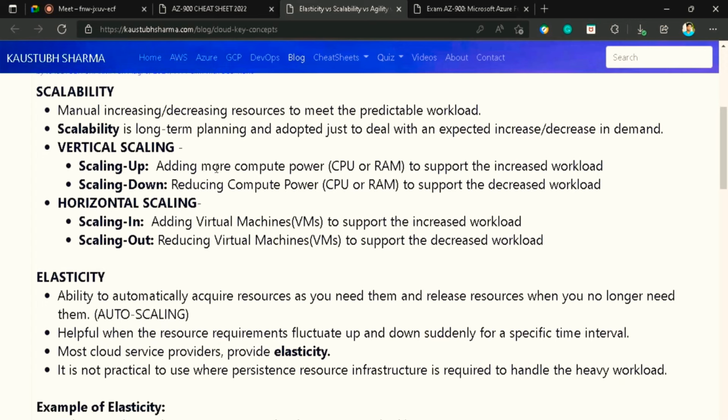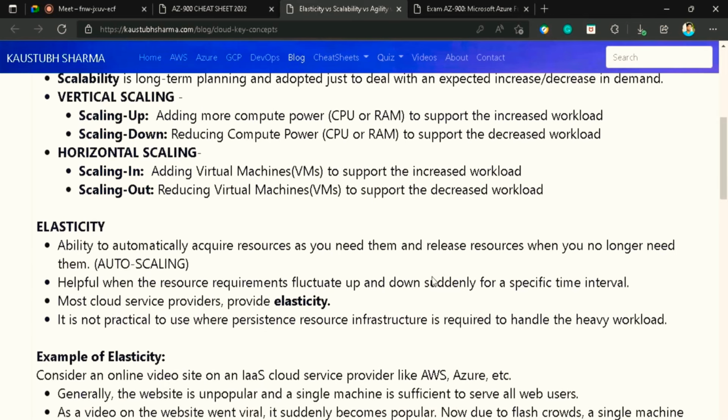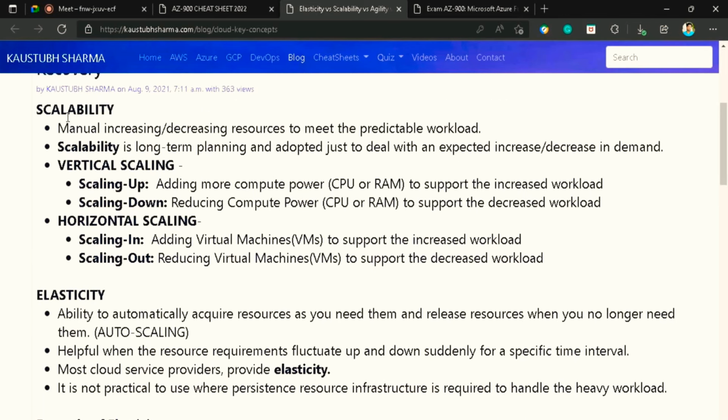It's just an example, but I hope you got to understand. Now you can tell what scalability is: increasing or decreasing.